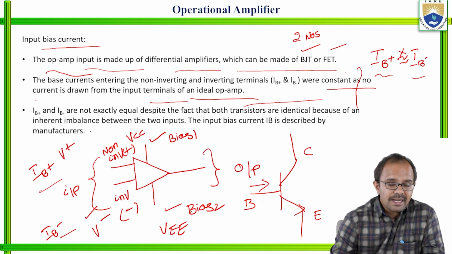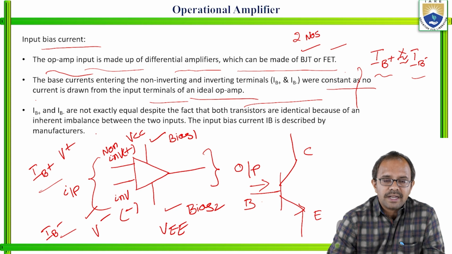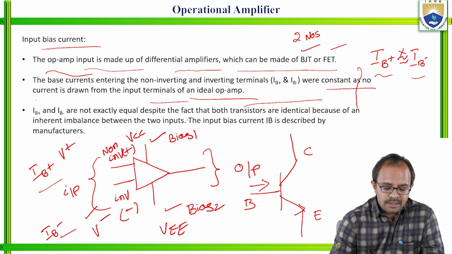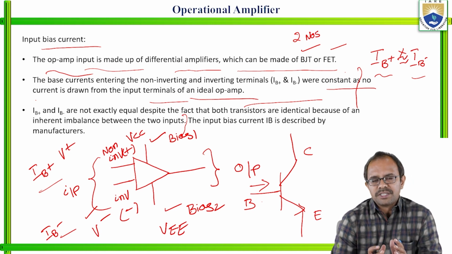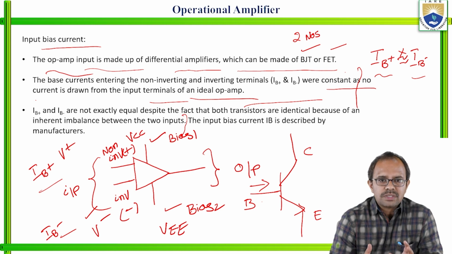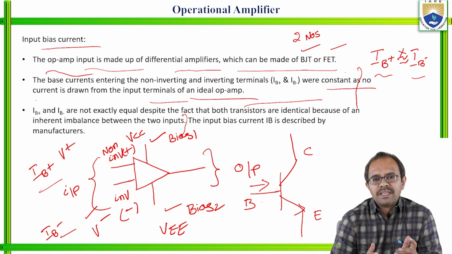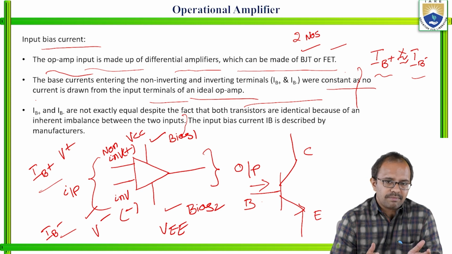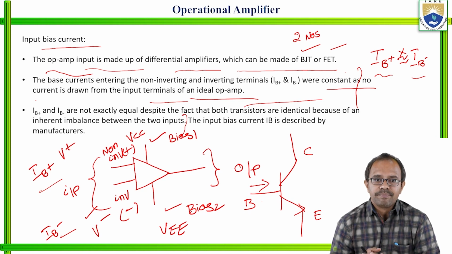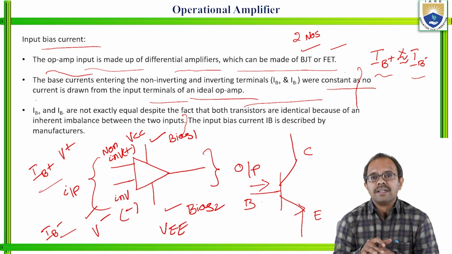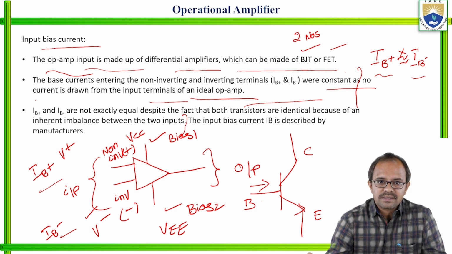Because of an inherent imbalance between the two inputs. Do you remember this one? This is a general question. Since I have a single operational amplifier, my biasing is also the same. The same VCC and VE are applied to the same operational amplifier. In spite of that, the biasing components may vary. This is because of the inherent imbalance within the device, right?